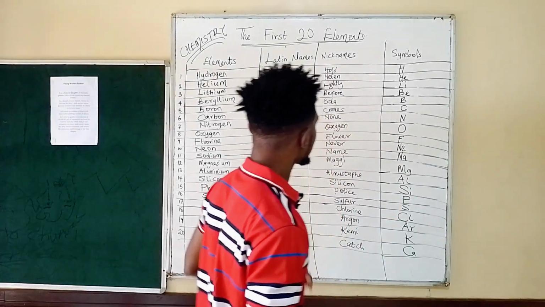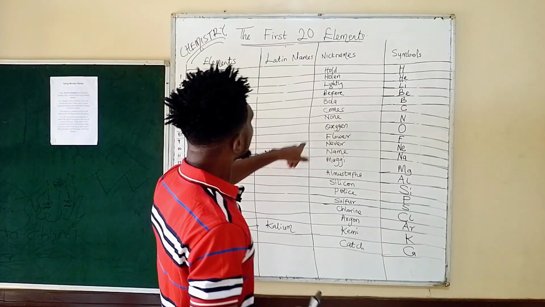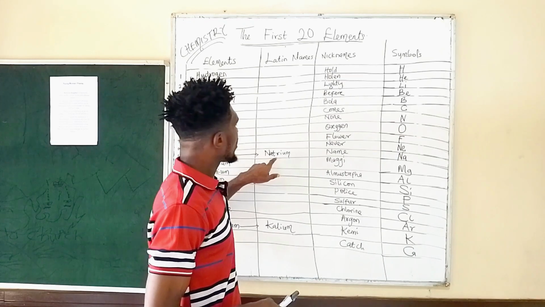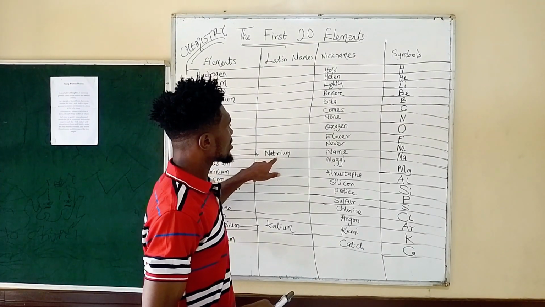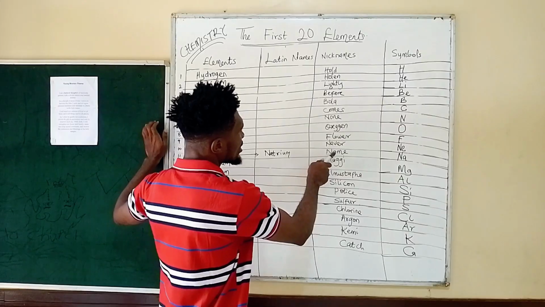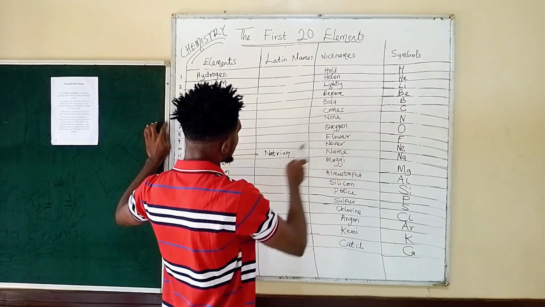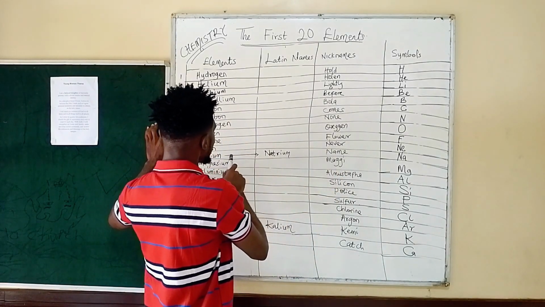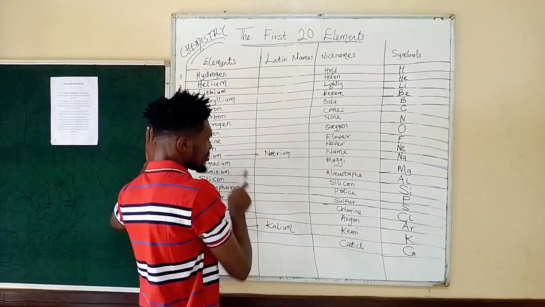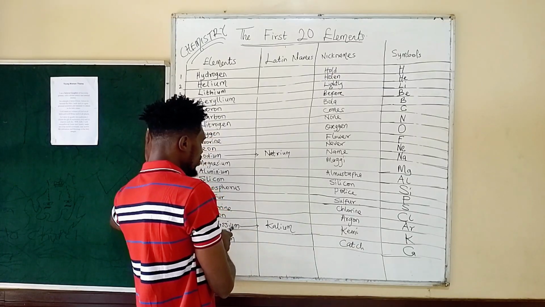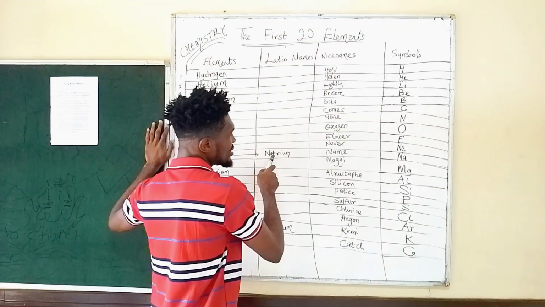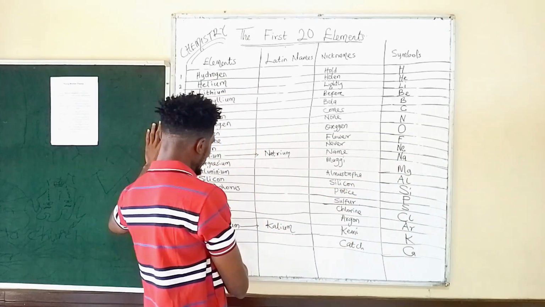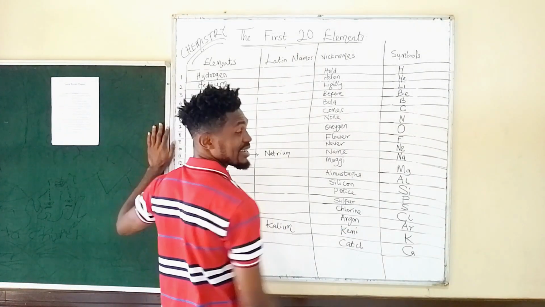Now, if you notice, the nicknames go with the ones that have Latin names. The symbol of these ones that have Latin names goes together. For example, natron is the Latin name for sodium, and kalium is the Latin name for potassium. Natron is represented by what? Capital letter N and small letter A. And potassium is represented by what? Capital letter K. Can you see that?